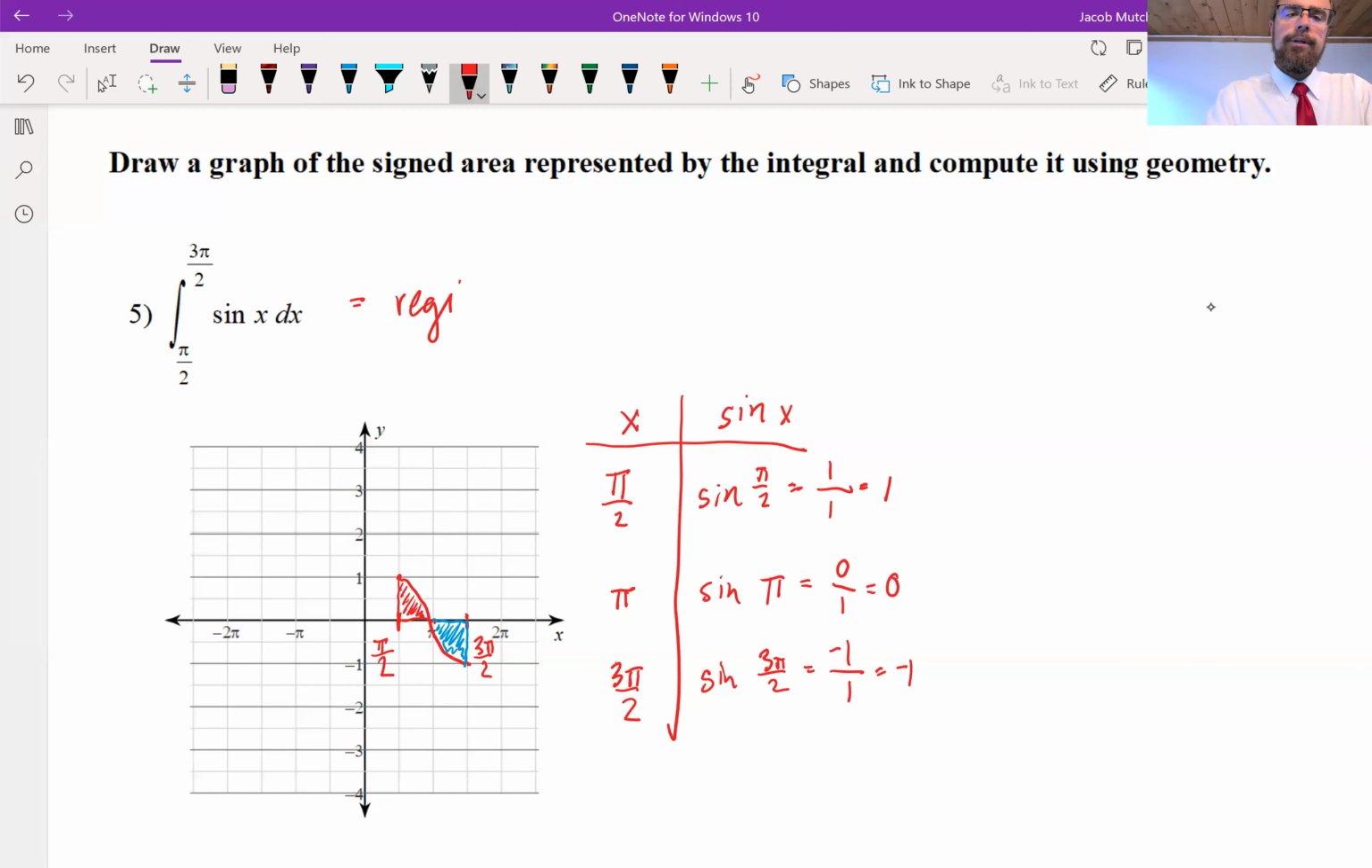So we'll call it the region on the left, which is positive, minus the region on the right. But again, since they're identical regions, we see that symmetry in our table, but just different sign. The ultimate output is going to be 0. 0 units squared.